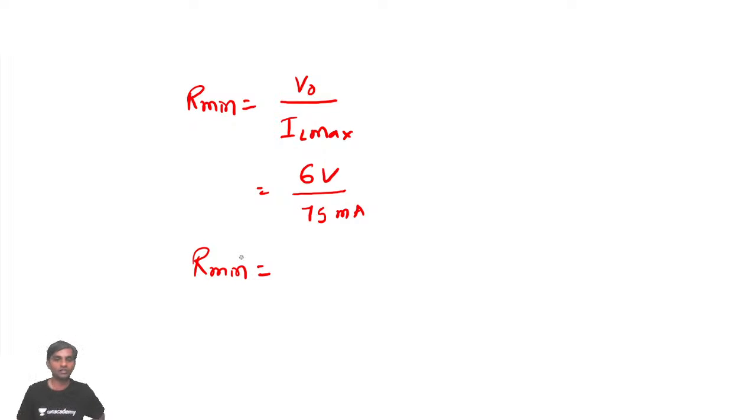Okay, correct. What you got is correct. 80 ohms is the right answer. R minimum is equal to 80 ohms. Okay, shall we move to the next problem?